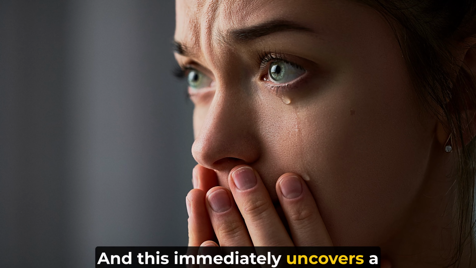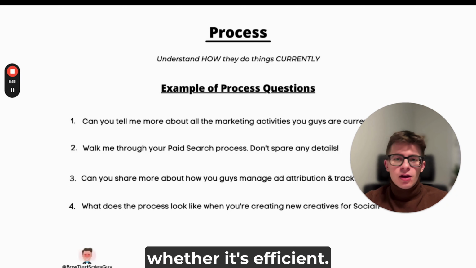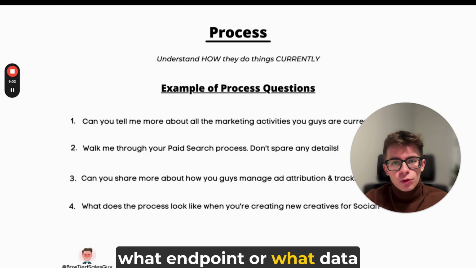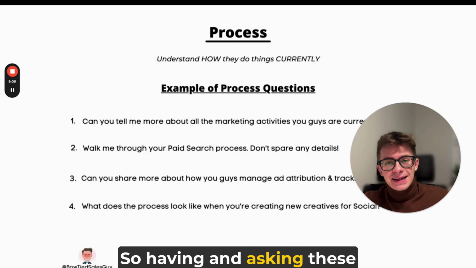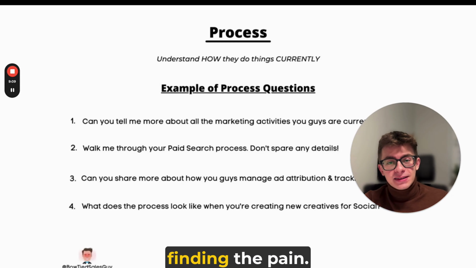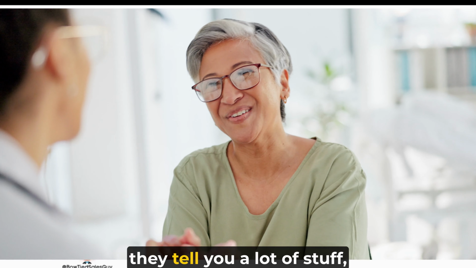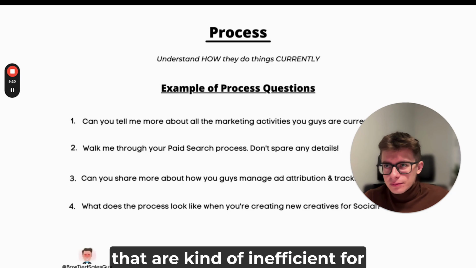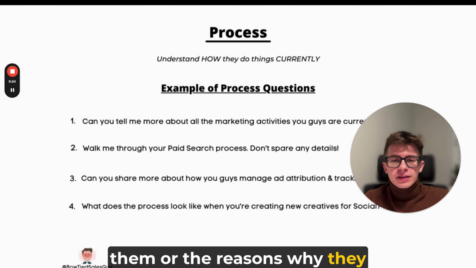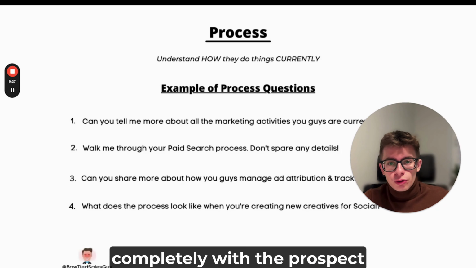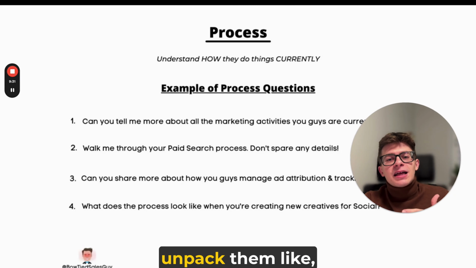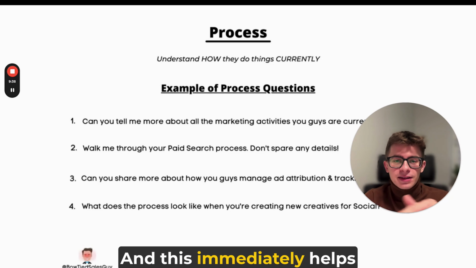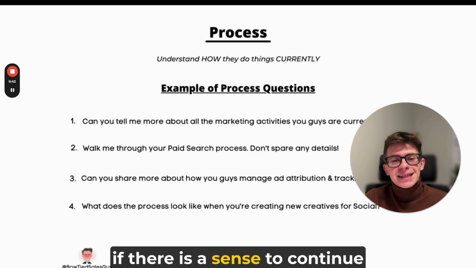And this immediately uncovers a big field for me to understand whether the stuff they are doing right now is efficient. Do they want to change? What kind of problems are they having? What endpoints or what data are they missing? So asking these process questions is the first step to understanding and finding the pain. Once they start telling you a lot of stuff, typically they're going to mention a few things that they don't really like, or that are kind of inefficient for them, or the reasons why they came for the call with you, or if it was a cold call with a prospect that never knew about you. This is how you can unpack them, like unpacking a can. You need to understand how they do things right now, and this immediately helps you understand if there is a sense to continue the call.